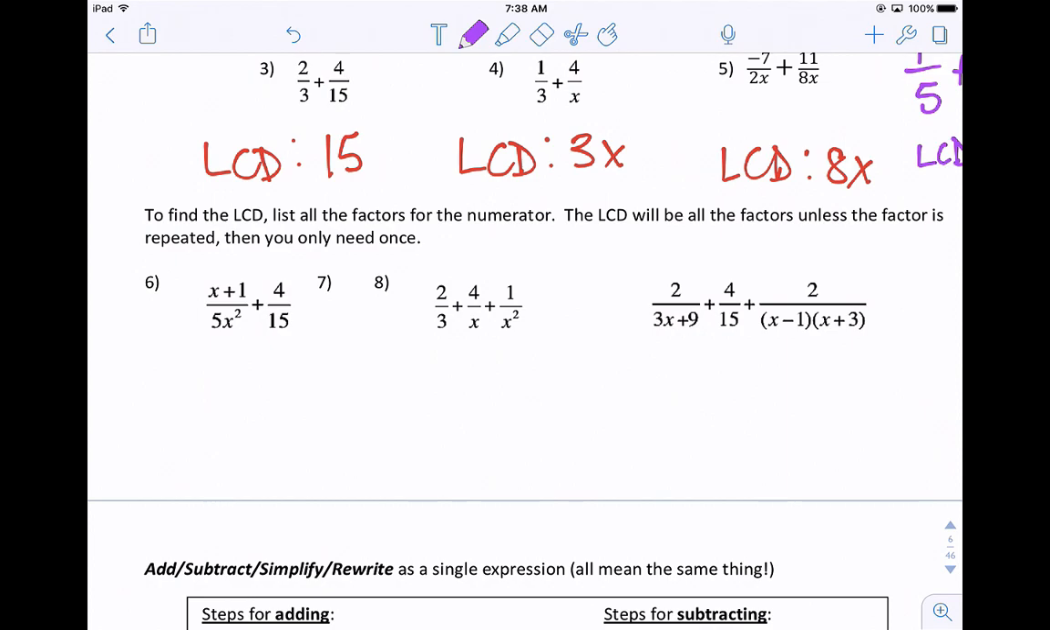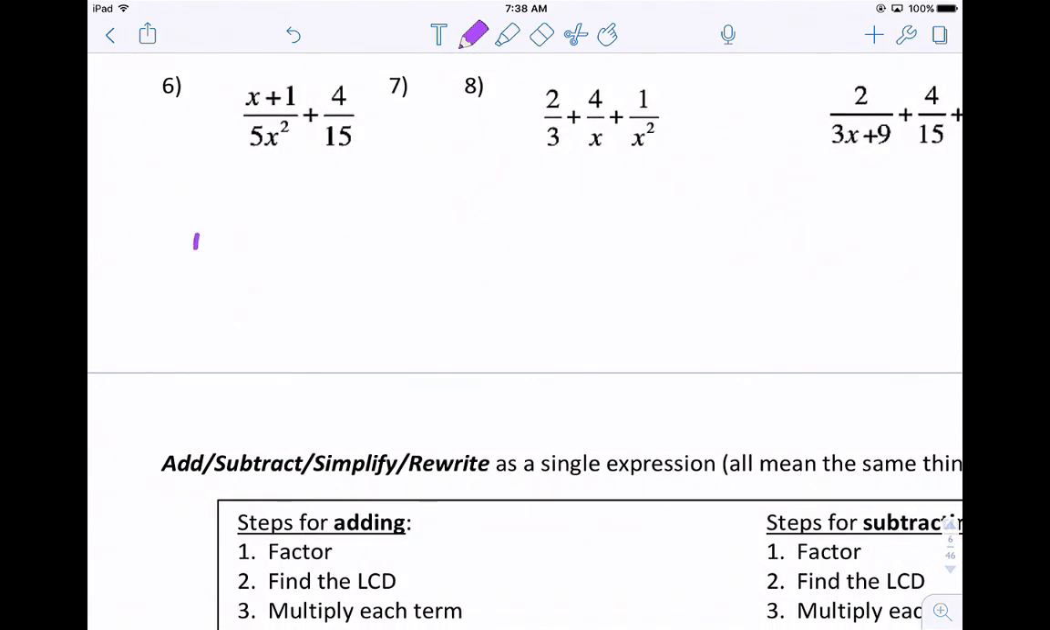Basically what we talk about in class is, again, you look at the 2 on the bottom. What is the smallest number that they both can turn into or go into? So in this case, it's 15. X squared.